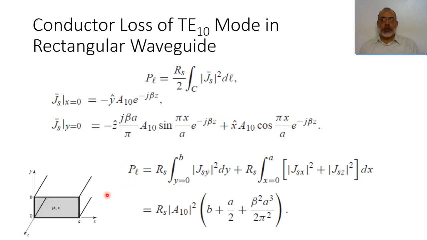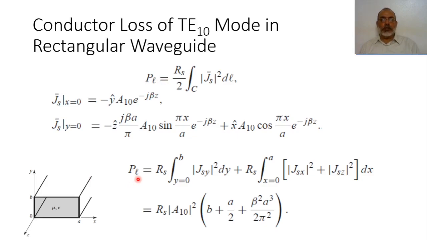So in this case, the power losses due to the side, or the left side and the bottom side, would be R surface over 2 times J surface 1 squared plus J surface 2 squared. And effectively, the top side and the right side are the same as the left and the bottom, so we are going to multiply this by 2.